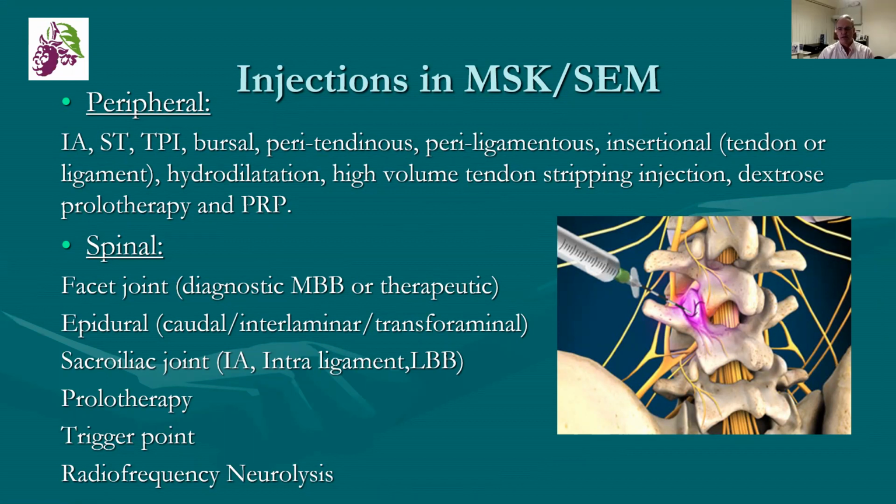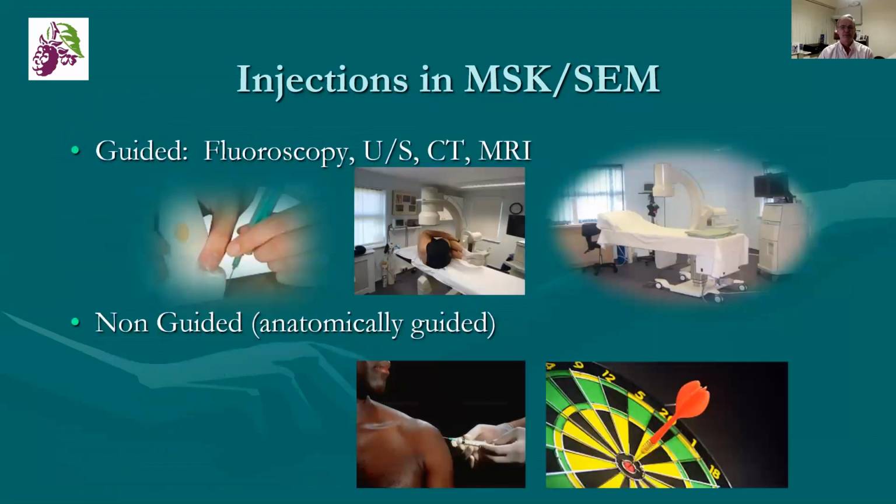Spinal injections can be targeted at the facet joints, at the epidural space, at the sacroiliac joint, and also using dextrose prolotherapy. We can also target the trigger points to desensitize them, and also use radiofrequency denervation or neurolysis. They can be guided with fluoroscopy, CT, or ultrasound, and may be done anatomically guided or blind, which is a way some people describe them.